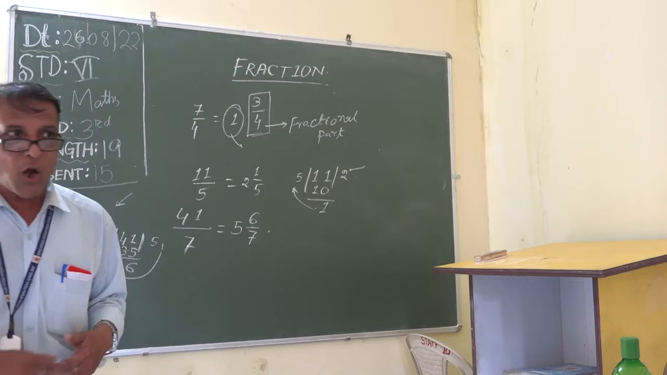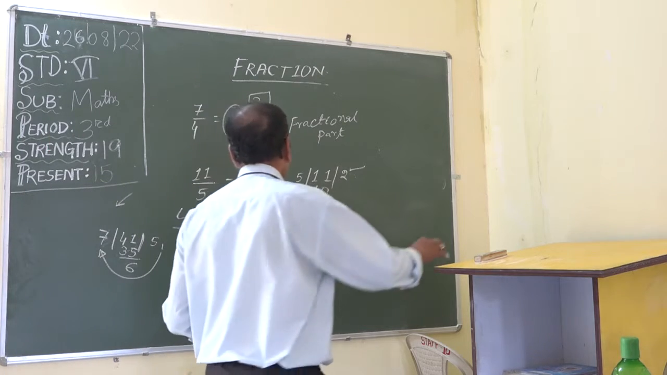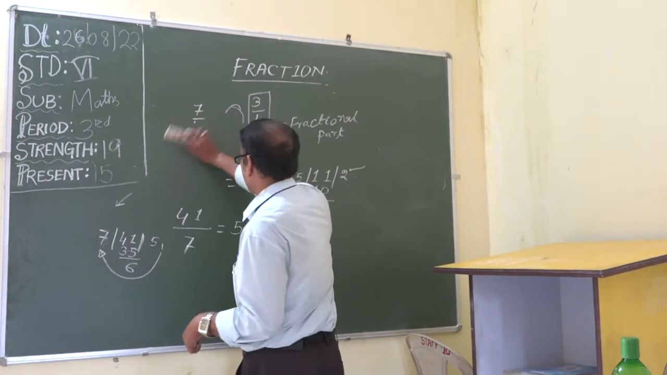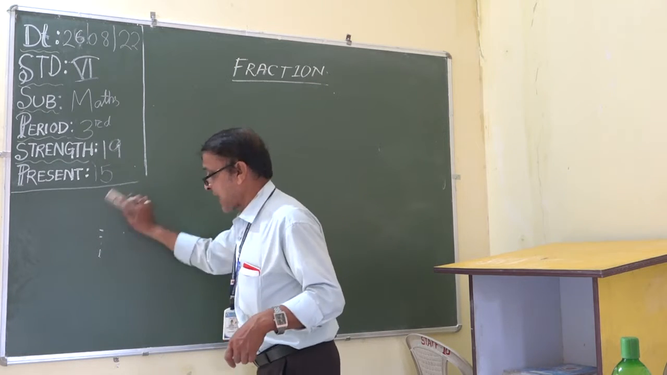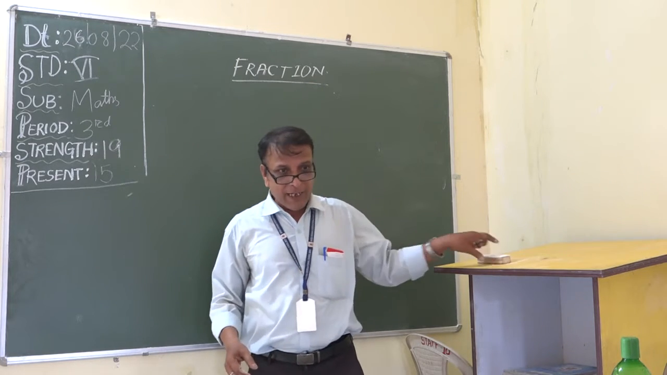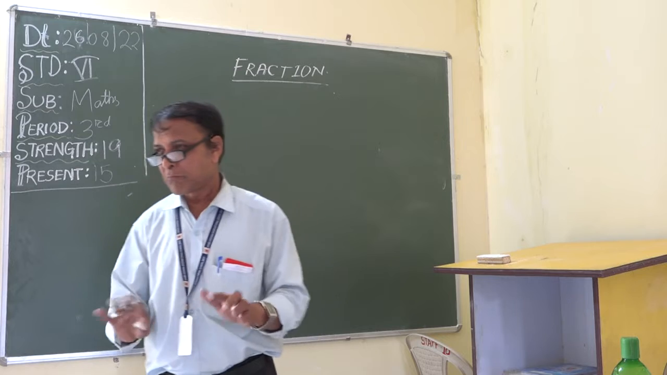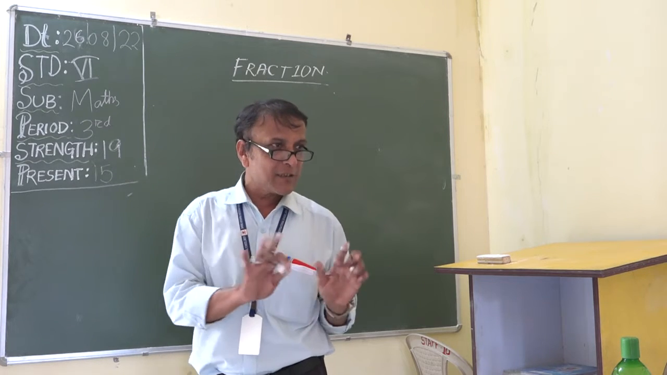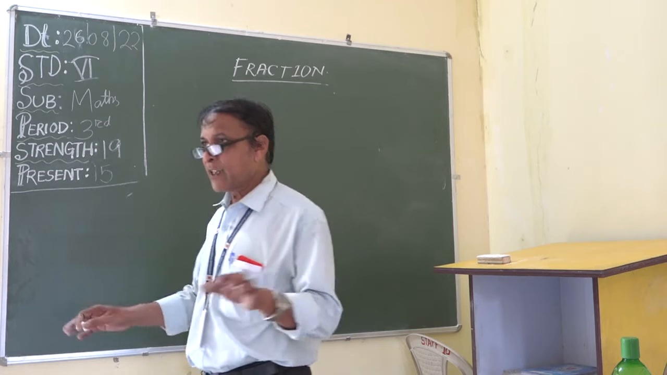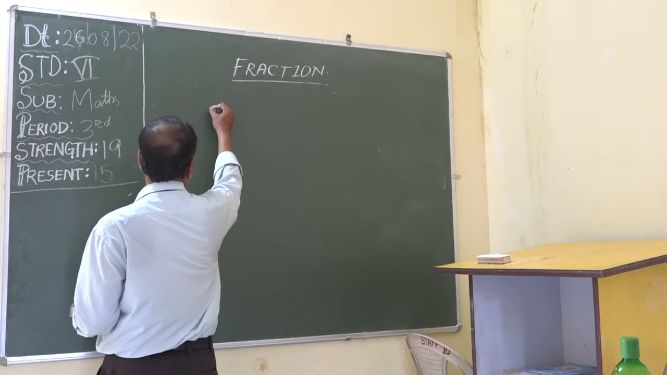Another, what is called equivalent fraction? What do you mean by equal and equivalent? Equal means exactly same. Equivalent means not equal, but in some way it is equal. Exactly not equal. Suppose 3/5.